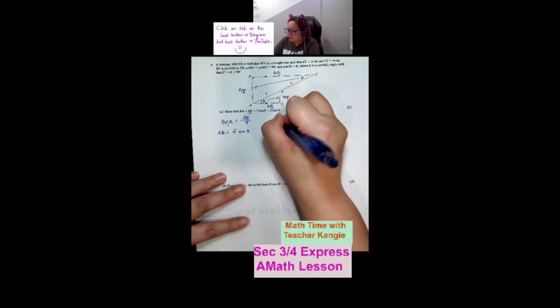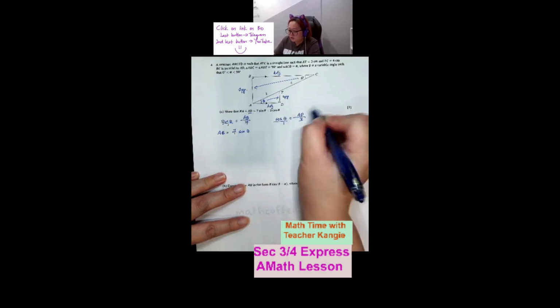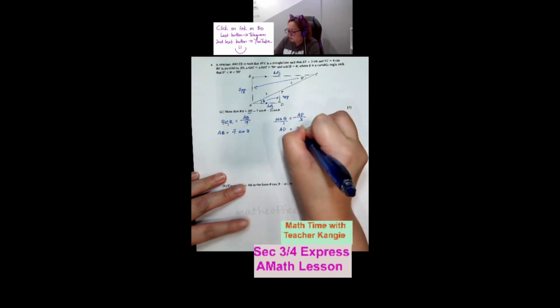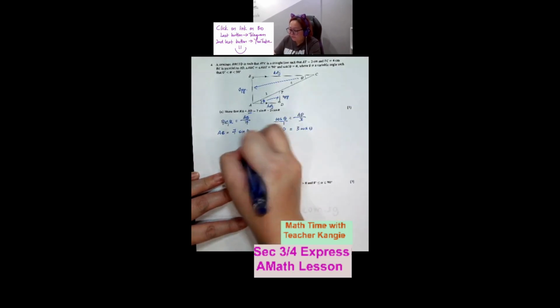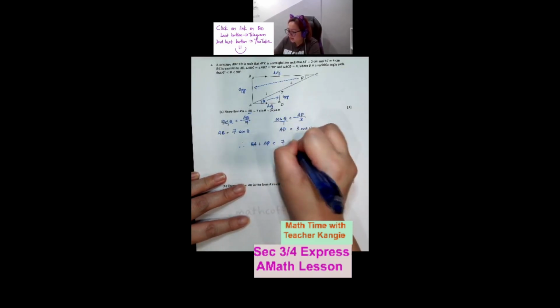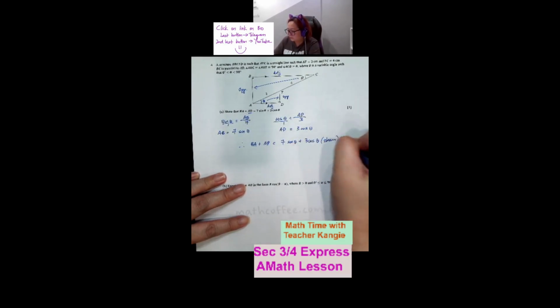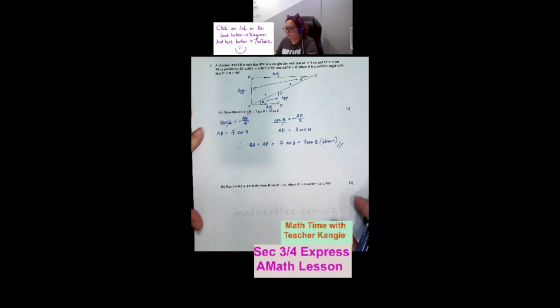So I'm going to form the equation. Cosine theta is equal to AD over 3. Again, cross multiply. So we know my AD is equal to 3 cosine theta. Therefore, BA plus AD is equal to 7 sine theta plus 3 cosine theta. Shown. Done. That's how you form the equation and prove it. A lot of times, students don't know how to prove the first part. It's actually just finding the relevant triangle and forming an equation with SOH CAH TOA.